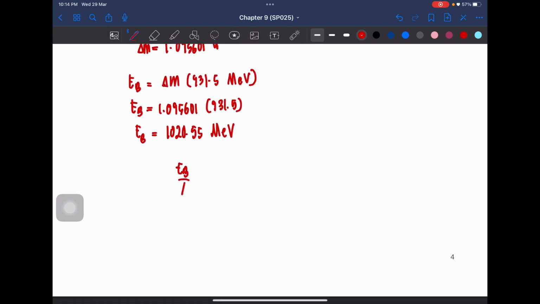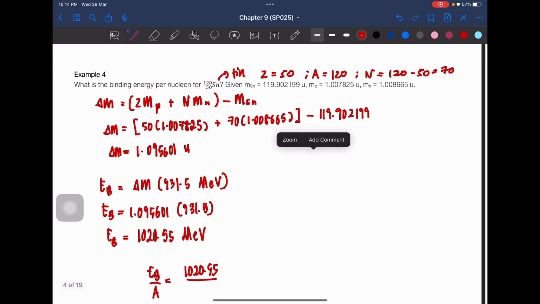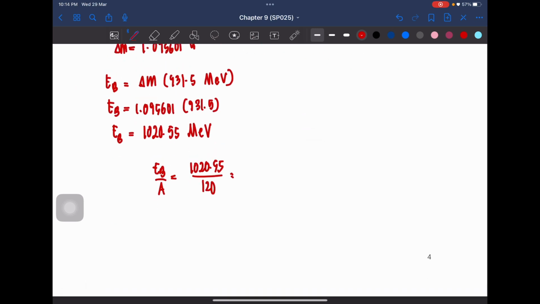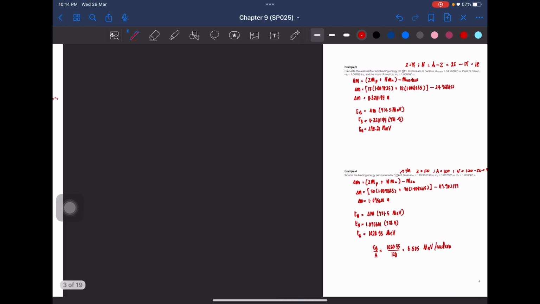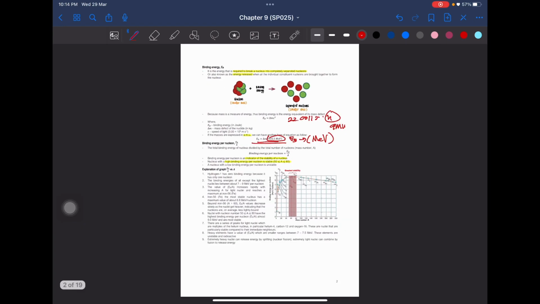So that is EB over A, energy over A. So that is 1020.55 divided by 120. Okay, so the binding energy per nucleon is about 8.505 mega electron volt per nucleon. I guess this is much better when you do it that way, sebab dia word kan? It's a word. Okay, so that is example 4, and that is all for subtopic number 1.